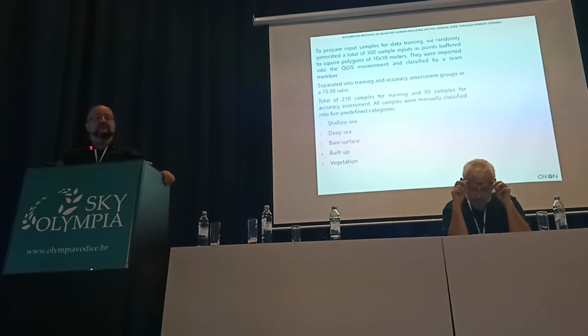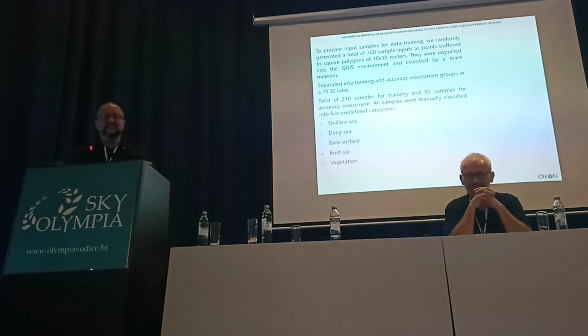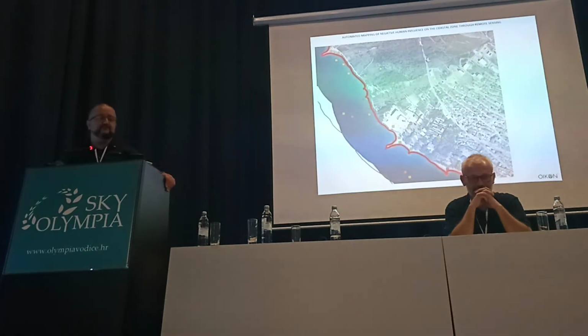We came up with 5 total categories, because why? You have to be very specific, but not too broad in these cases. So we decided on shallow sea, deep sea, bare surface, built-up, and vegetation. And you're going to see the logic behind this in a few seconds.